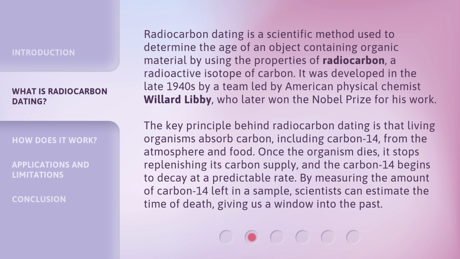The key principle behind radiocarbon dating is that living organisms absorb carbon, including carbon-14, from the atmosphere and food. Once the organism dies, it stops replenishing its carbon supply, and the carbon-14 begins to decay at a predictable rate. By measuring the amount of carbon-14 left in a sample, scientists can estimate the time of death, giving us a window into the past.